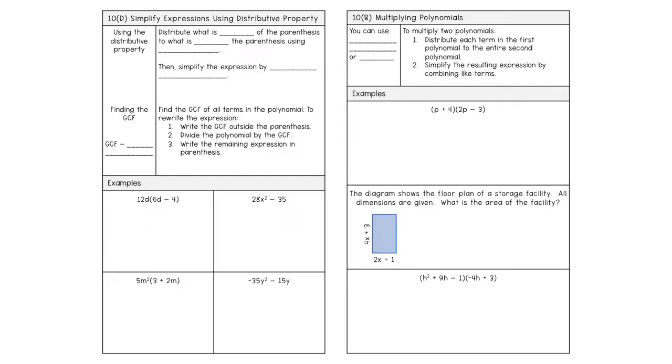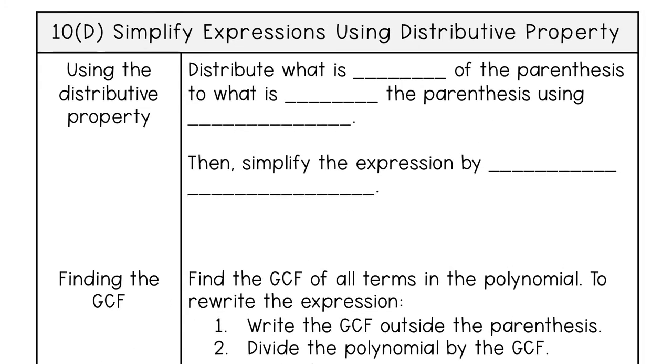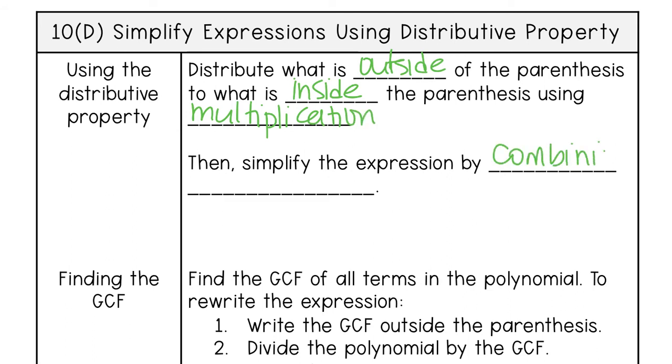Next, let's look at simplifying expressions using the distributive property. So when you're distributing, what you do is you distribute what is outside the parentheses to what is inside the parentheses using multiplication. And then you simplify your expression by combining like terms. Okay, so I have two examples of using the distributive property.